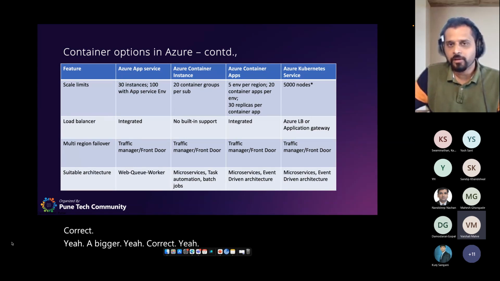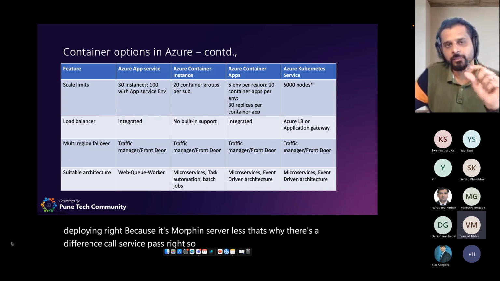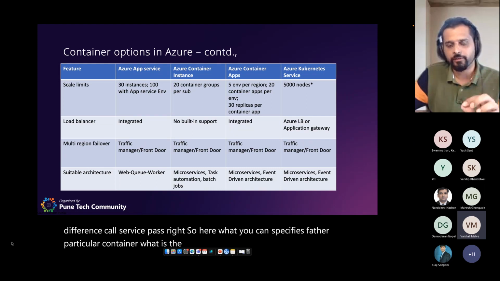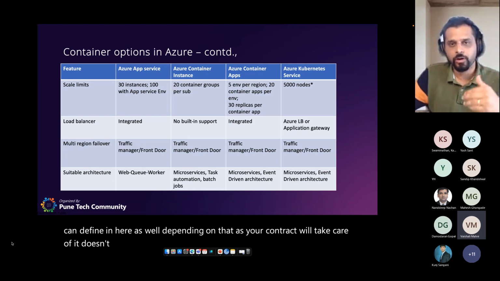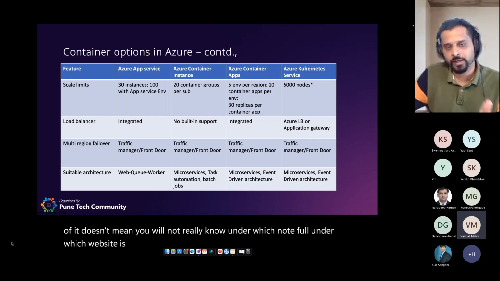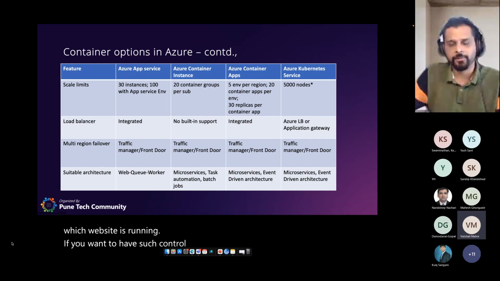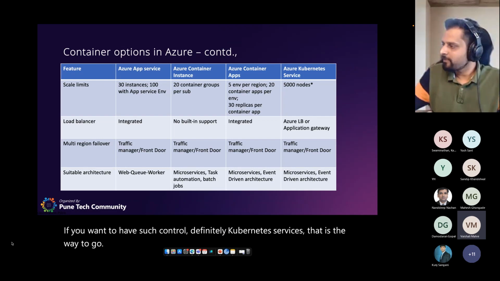Yeah, labels are possible, but it doesn't really designate where it is going and deploying, right? Because it's more often serverless. That's why there's a difference called serverless versus PaaS, right? So here, what you can specify is, for that particular container, the CPU limits and requests, and depending on that, Azure container apps will take care of it. You will not really know under which node pool and under which VM it is running. If you want to have such control, definitely Kubernetes service is the way to go. Okay, got it.